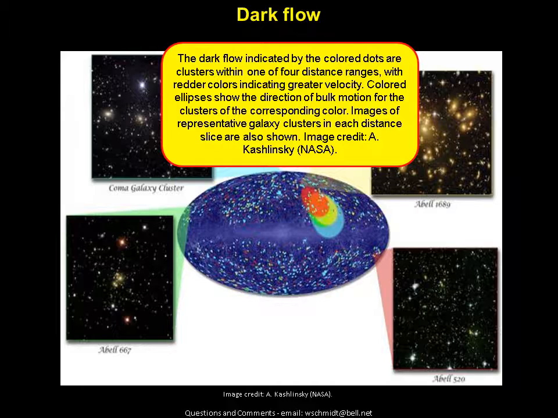The dark flow indicated by the colored dots are clusters within one of 4 distance ranges, with redder colors indicating greater distance. Colored ellipses show the direction of bulk motion for the clusters of the corresponding color. Images of representative galaxy clusters in each distance slice are also shown. Image credit, A. Kashlinsky, NASA.